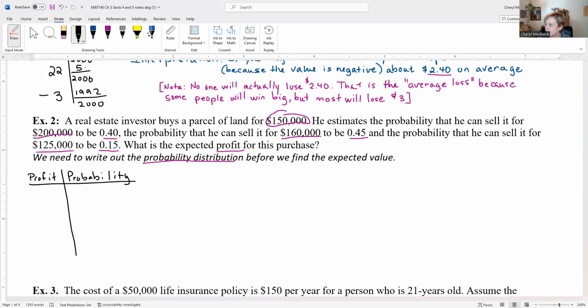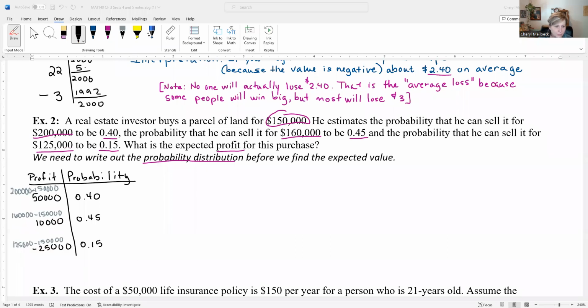All right, the profit will really be what he thinks he can sell it for, subtracting what he bought it for. So the first profit is $50,000 if he were to sell it for $200,000, and that probability is 0.40. The second profit would be $10,000 similarly, and the probability would be 0.45. And finally, if he sold it at a loss for $125,000, his profit would be negative $25,000. And that probability is 15%.